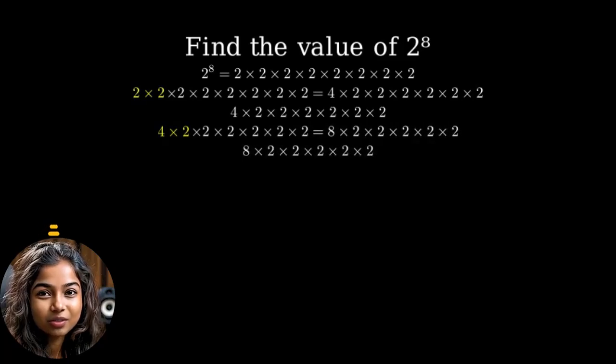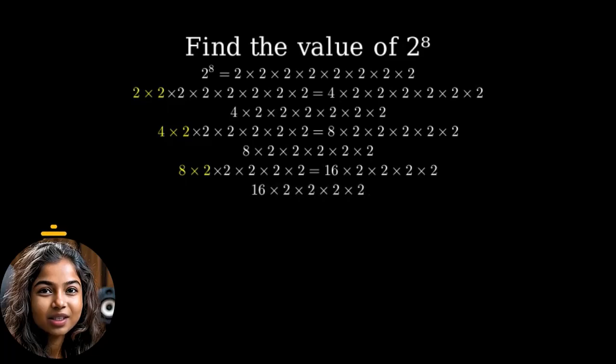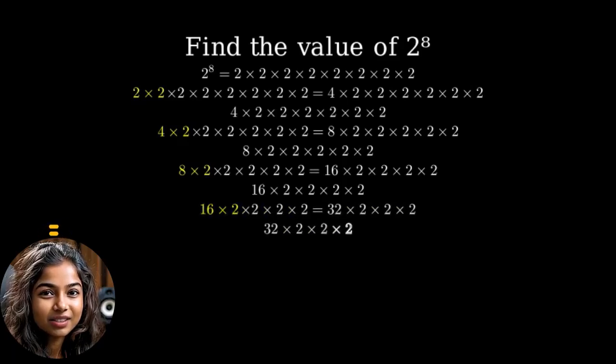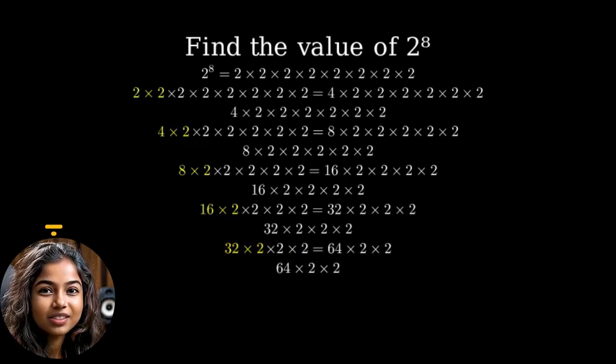8 times 2 is 16. Now we have 16 times 2 times 2 times 2 times 2. 16 times 2 is 32. Now we have 32 times 2 times 2 times 2. 32 times 2 is 64. Now we have 64 times 2 times 2. 64 times 2 is 128. Now we have 128 times 2.